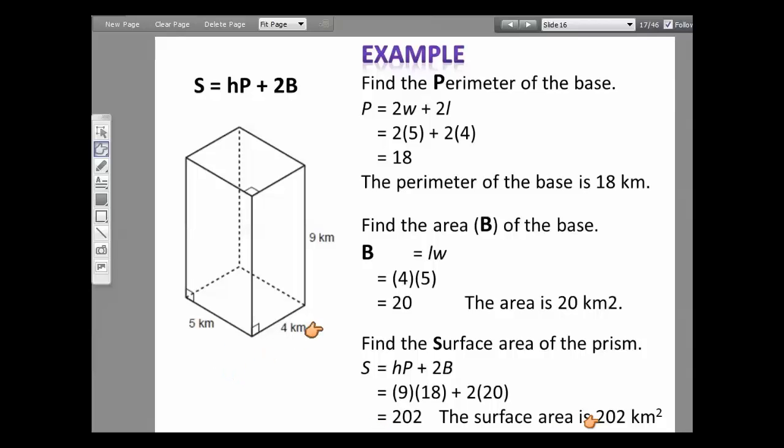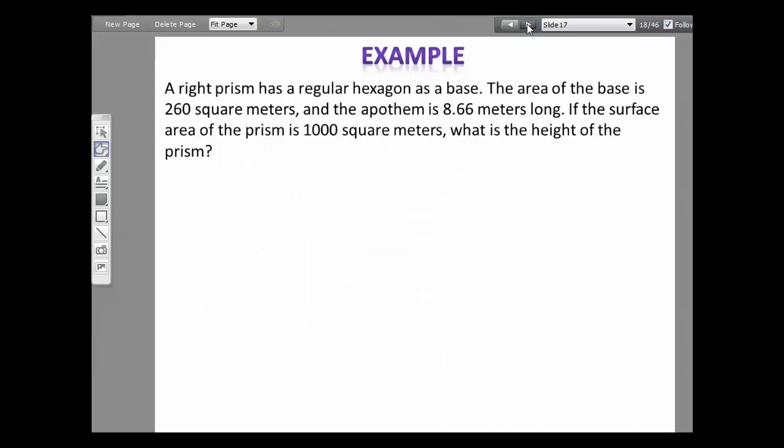Okay? So anytime you're finding the surface area of a solid, you're going to have a formula. You're going to have variables in that formula that you need to get information for. H was the easiest one because it was given. But I had to calculate the capital P and I had to calculate the capital B in order to find the surface area. Let's look at another example.